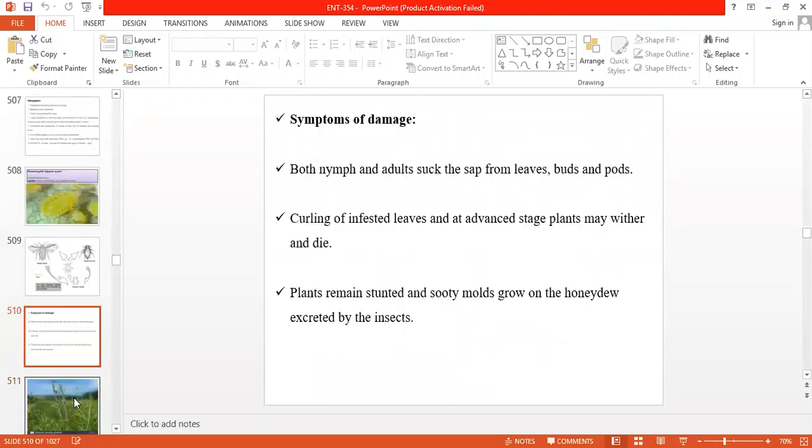Nature of damage. Damaging stage: nymphs and adults suck the cell sap from leaves, stem, buds, pods, and inflorescence, also developing pods. Due to the very high population of the pest, the vitality of the plant is greatly reduced. The leaves acquire a curly appearance. The flowers fall. Developing pods do not produce healthy seeds. The yield of an infested crop is reduced by 1/4 to 1/2.